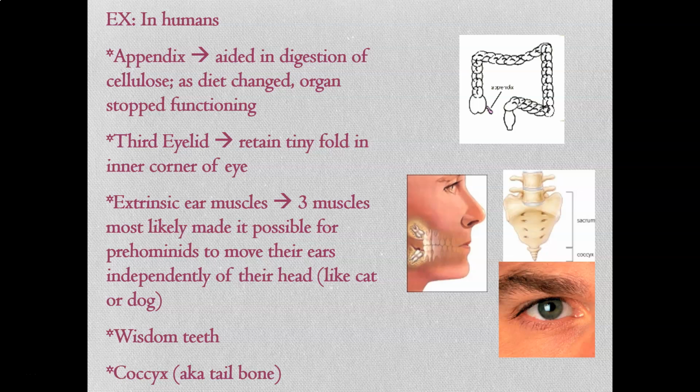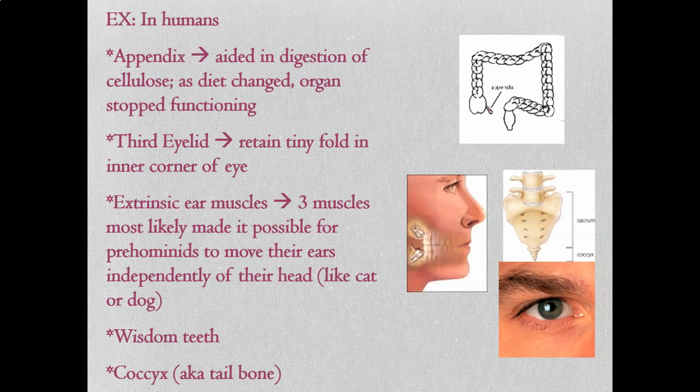A couple of examples in us, we have an appendix, right? For the most part, it's not harmful or beneficial to us, unless, of course, it bursts and then we remove it. But we think it's an evolutionary holdover for digestion of cellulose, which is a lot of harder plant material. And we aren't designed anymore to digest that, but we think it might have been there at that point as our diet changed. The organ garnered some mutations that caused it to stop functioning, and that just happened to spread through the population.